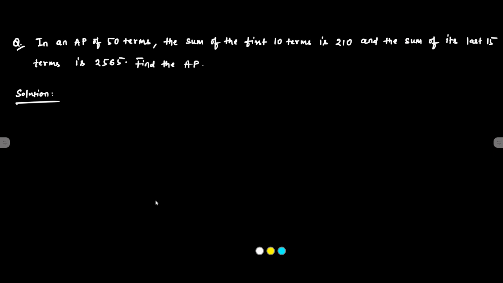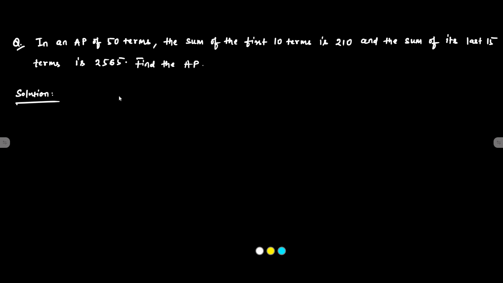So here is another question on solving arithmetic progression, the sum of n terms of an arithmetic progression. Here it is given in an arithmetic progression of 50 terms, the sum of the first 10 terms is 210 and the sum of its last 15 terms is 2565. We have to find the arithmetic progression.